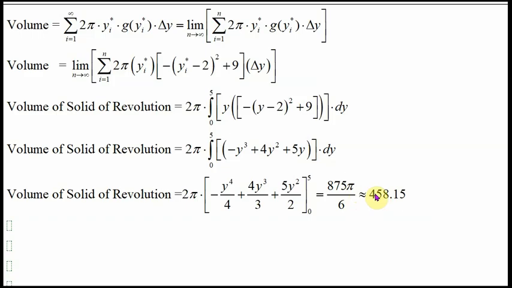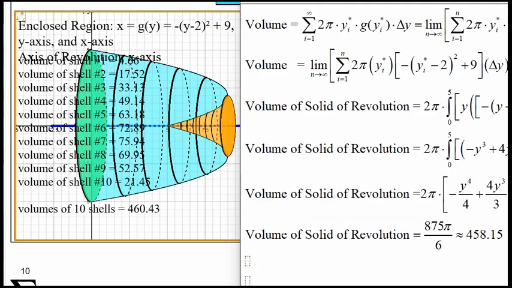And then if we compare this value right here with the case where we divide the solid of revolution into a million shells, we see that the two numbers are very, very close. And so in summary, the exact volume of this solid of revolution here without the cone is 875 pi over 6. And that's the end of the video.